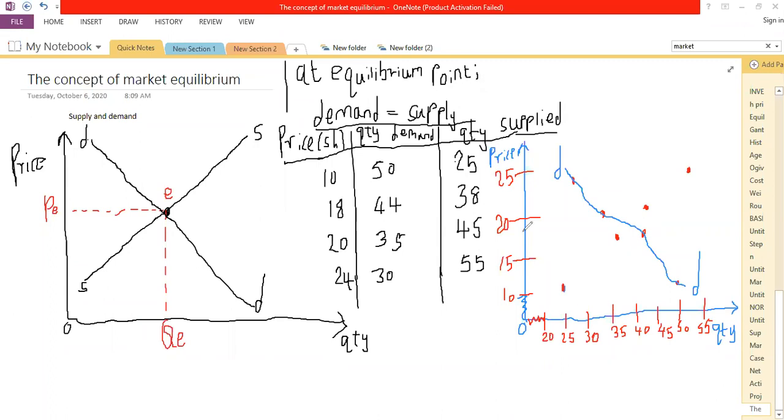Then of course, again, this is not a straight line. If it's a straight line, use a ruler to join your points. If not, you smoothen the curve using freehand. So there it goes. We have the supply curve, sloping downwards from right to left, or you can say sloping upwards from left to right.